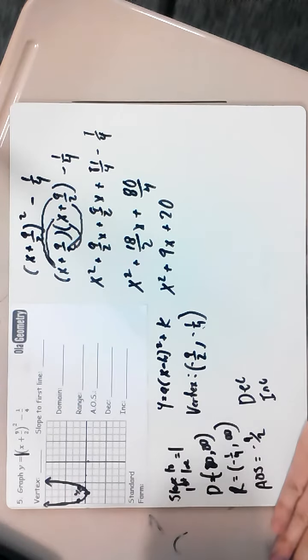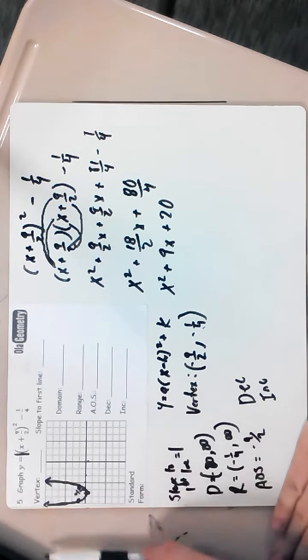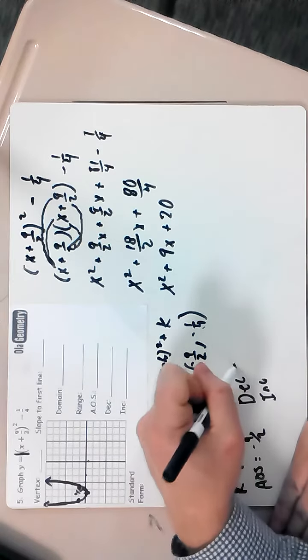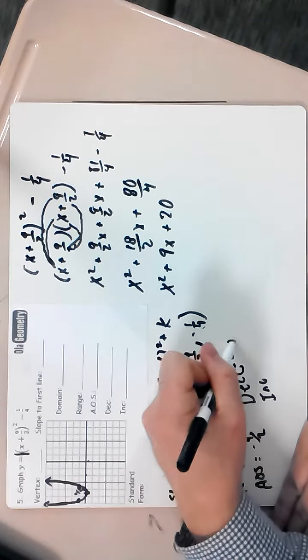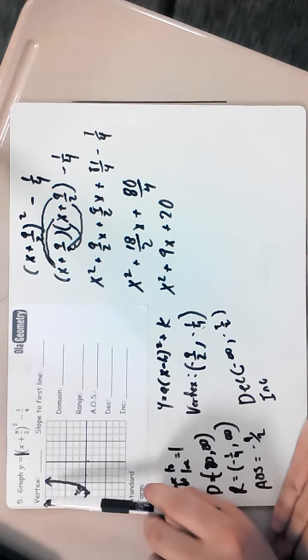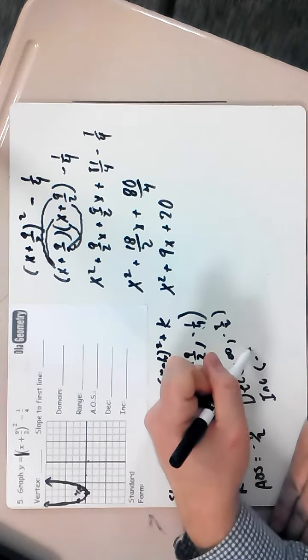That's good enough. Now, when I come from negative infinity towards the vertex, it is decreasing. So from negative infinity to negative 9 over 2, it's decreasing. Then from negative 9 over 2 to infinity, it is increasing.